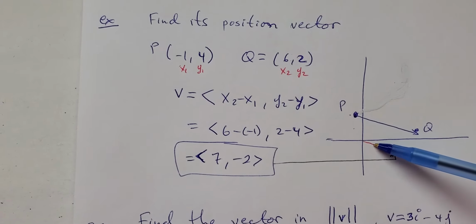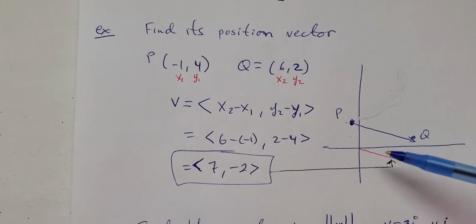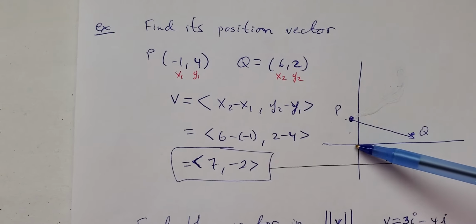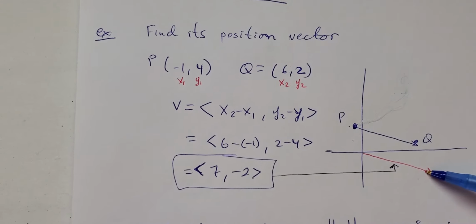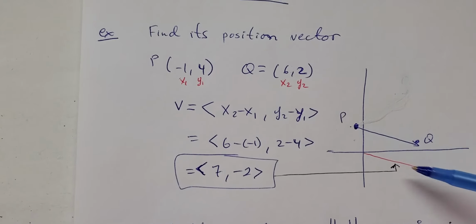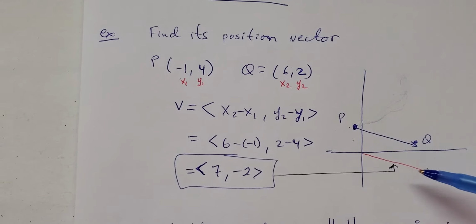Okay, so this vector is the same as this vector. The only difference is that this vector will always be at 0, 0, the origin, pointing out. That's why it's called a position vector, because it is always at the origin pointing out.